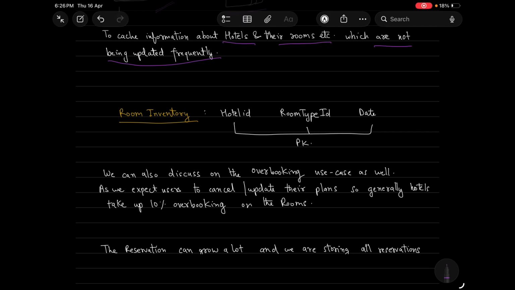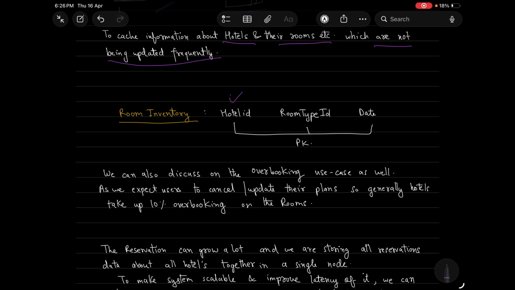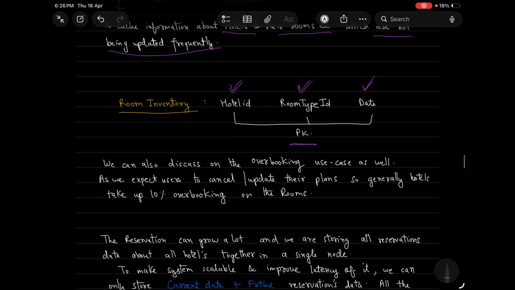Now let's focus a bit on room inventory. With room inventory, what we did was we kept hotel ID, room type ID, which type of room this is and which hotel it belongs to, and the date. So this we took as a primary key above.